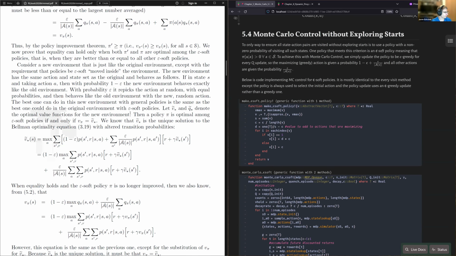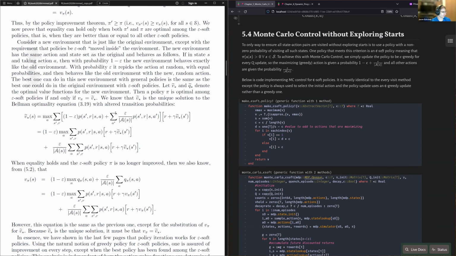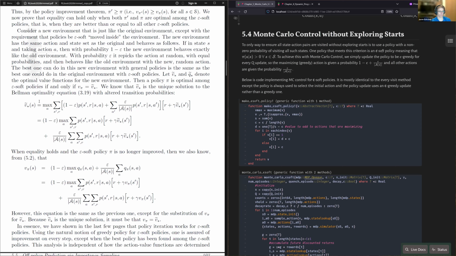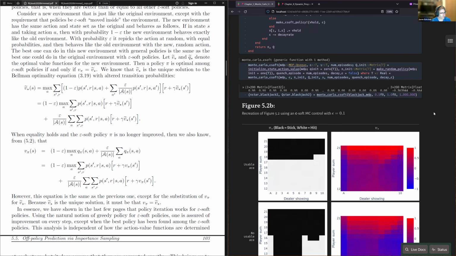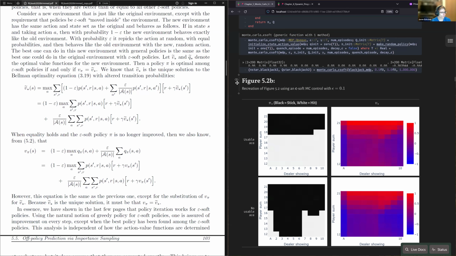And then there's some proof here showing that, because there's a little subtlety here, which is that the optimal policy we end up calculating is going to be the optimal epsilon soft policy rather than just the optimal policy without any constraint on it. And this just ends up proving that the policy improvement theorem still applies to epsilon soft policies as well. Here is an example of running it with an epsilon of 0.1.